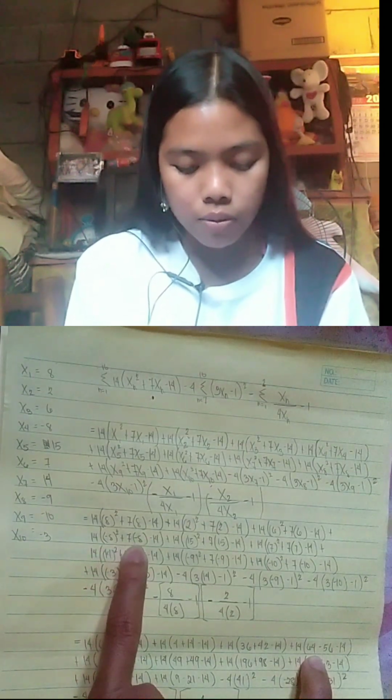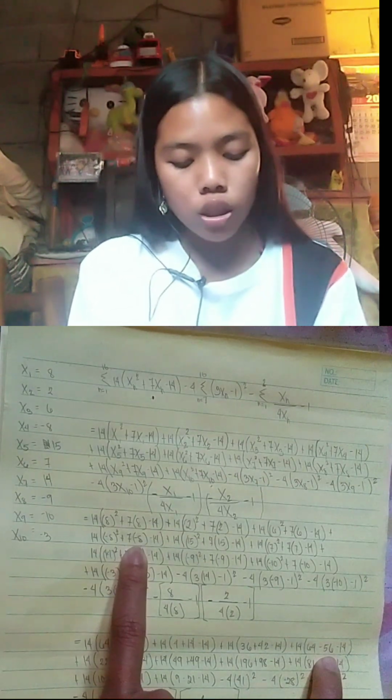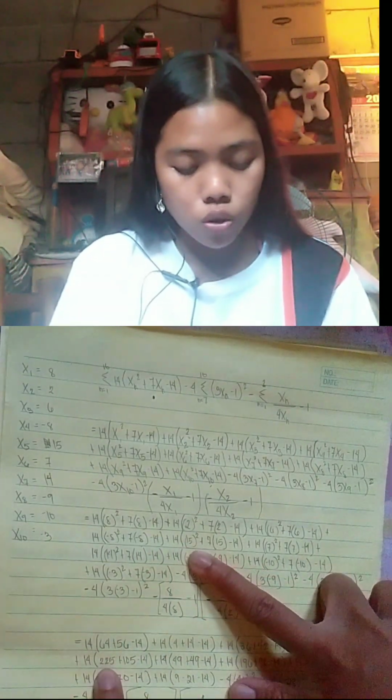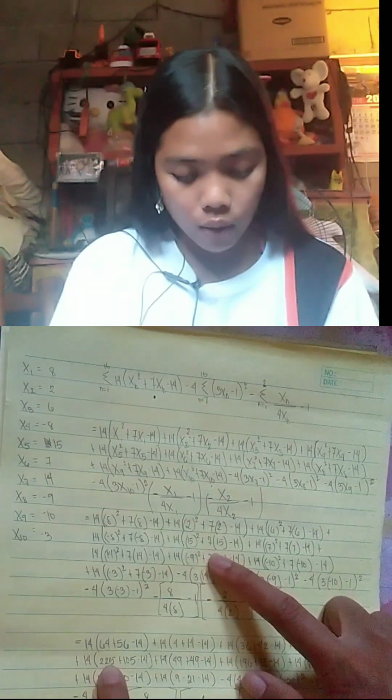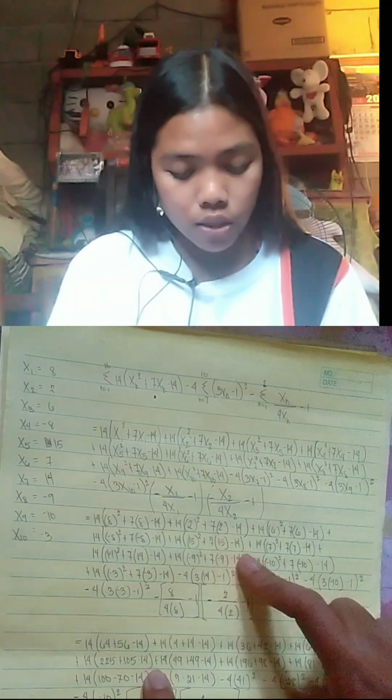And here, 7 times negative 8 is equal to negative 56, which follows the rule that positive times negative is equal to negative, minus 14 plus 14. The square of 15 is 225. 7 times 15 is 105, minus 14 plus 14.